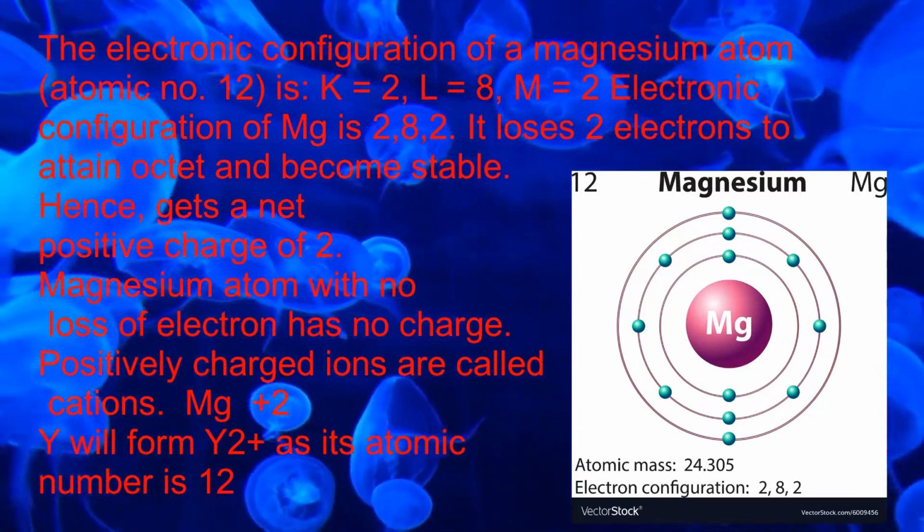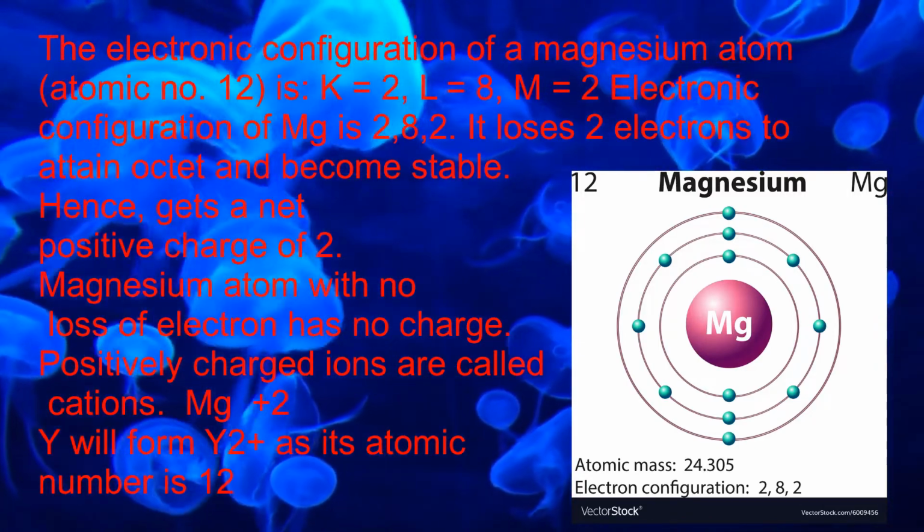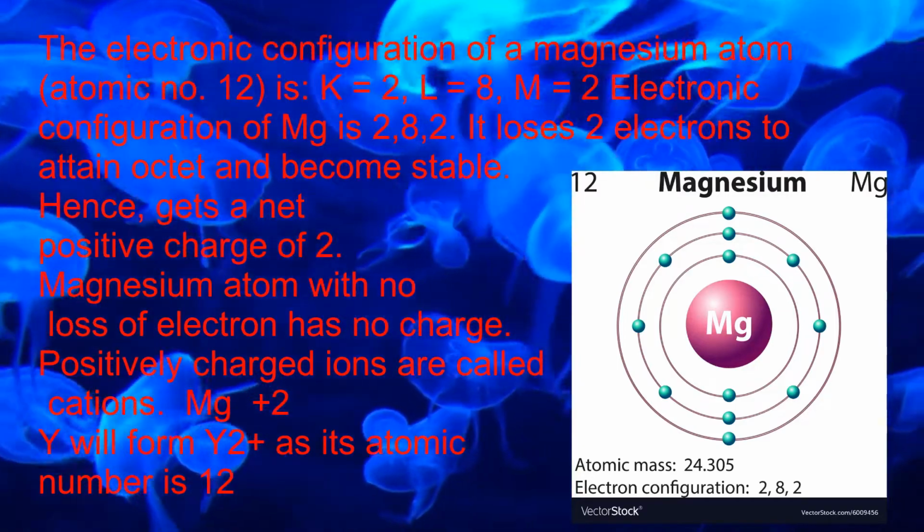Magnesium atom with no loss of electron has no charge. Positively charged ions are called cations. Mg plus 2.